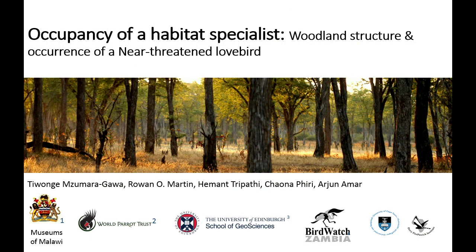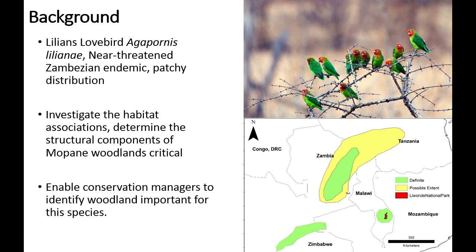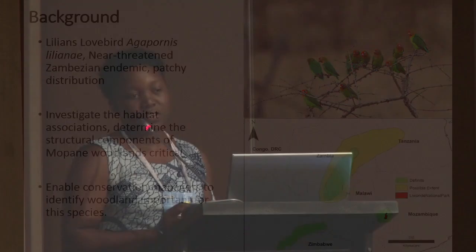Good morning, everyone. I work with the Museums of Malawi, and I'm going to share with you some work that we did in collaboration with our colleagues in Zambia. So the Lilian's lovebird is a small parrot species that is endemic to the Zambezian region, and it occurs in Zambia, Malawi, and Zimbabwe. And it's specialized to a woodland type known as Mopane woodland. But it's got a sort of patchy distribution, and we wanted to look at what exactly about these woodlands and the woodland structure determines its occurrence in these areas.